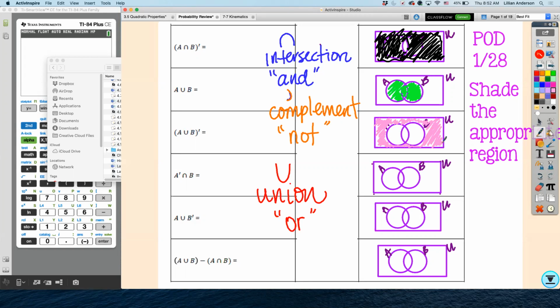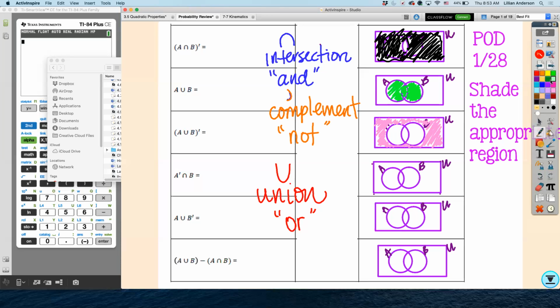The next one, A complement intersection B. So that means everything not in A, but that intersects with B. What will be shaded? Oh, the box and B for sure? But I don't know about the intersection between A and B. Okay. On these, if you need to, break it up.